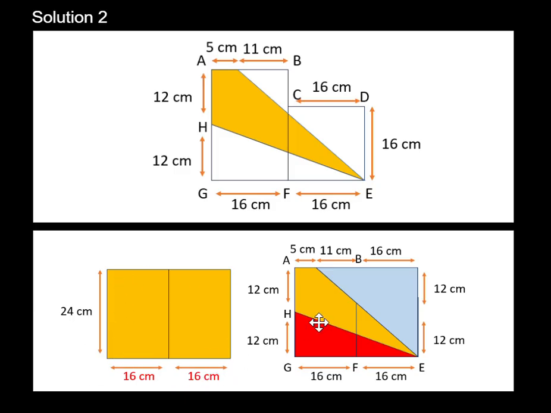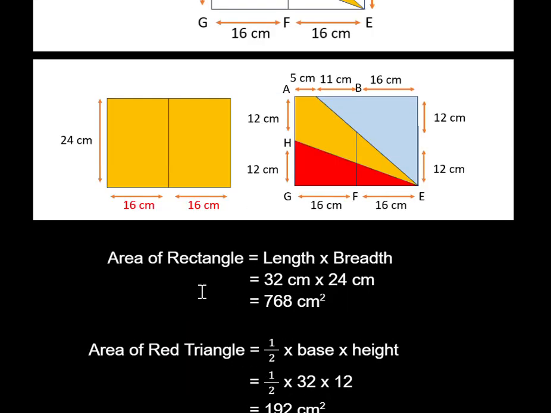Then what I'm going to do is remove two triangles, the red triangle which represents here, and the blue triangle which is actually this whole piece. So if I take the two rectangles and subtract away these two triangles, what remains will be the shaded part. Area of the rectangle is length times breadth, so it's 24 and 32. You will get 768 centimeter square. So I know this piece is 768 centimeter square.